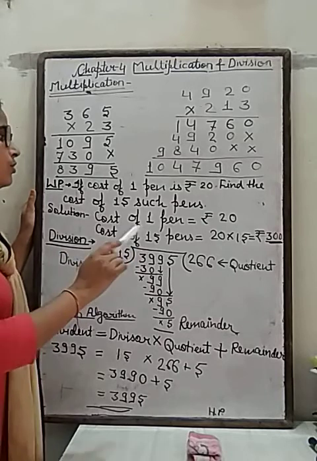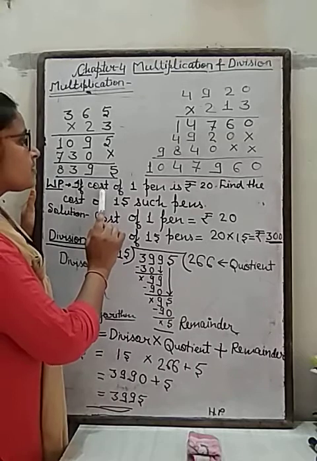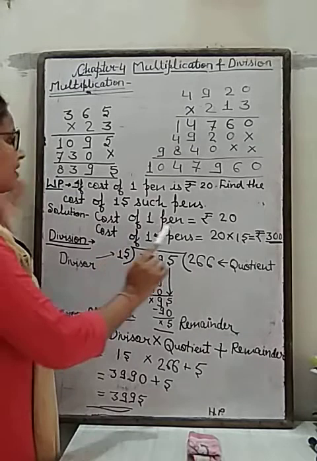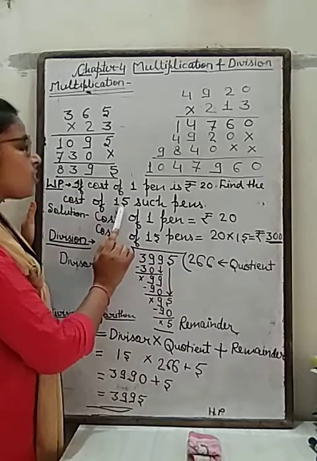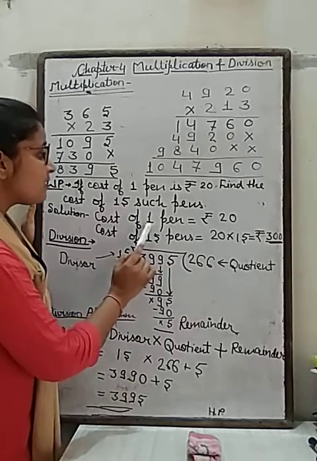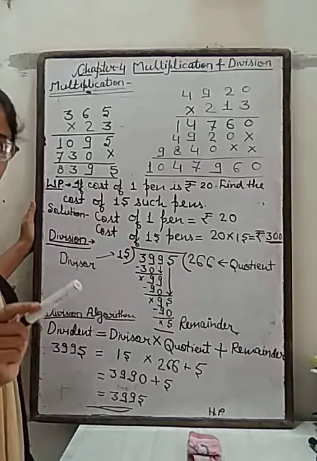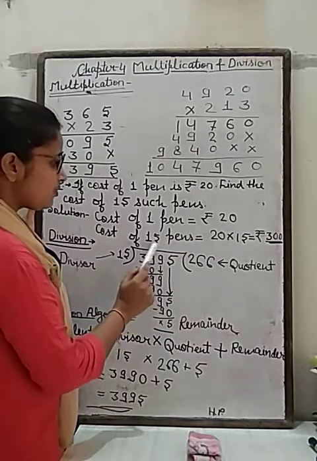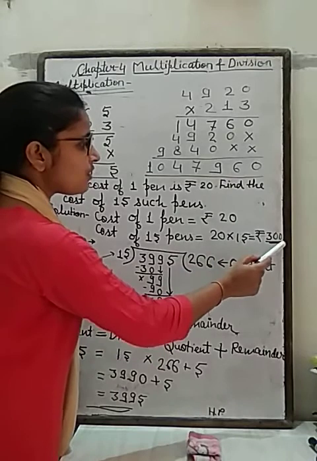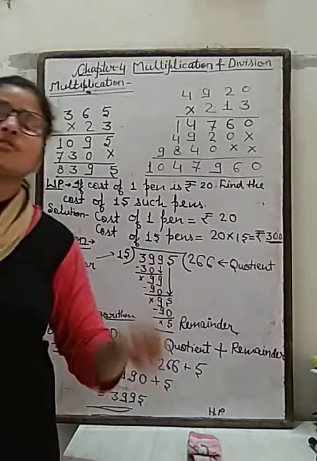Now learn how you will solve more questions based on this problem. Your first statement is this: cost of one pen is rupees 20. So firstly write the first statement. Cost of one pen is rupees 20, and he is asking the cost of 15 such pens. It means cost of 15 such pens is equal to. You will see that 1 is less and 15 is more. In this question, I have told you that you have to do multiplication. Then you will multiply 20 into 15. 20 into 15 is equal to 15 twos are 30 and this 0 here. So 20 into 15 is equal to rupees 300. It means the cost of 15 such pens is equal to 300.